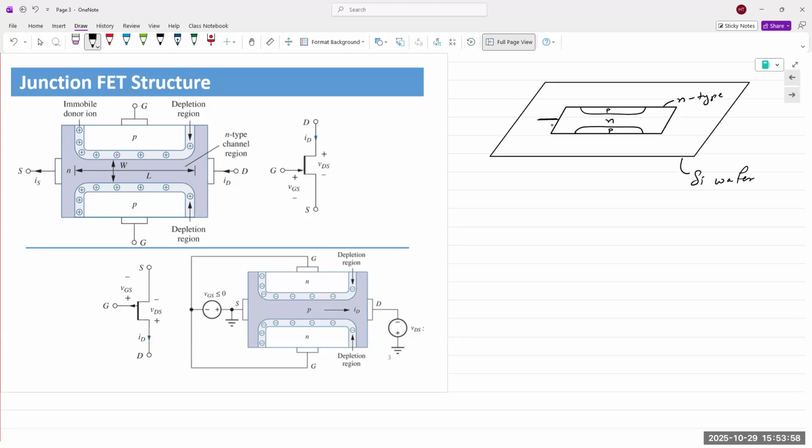One end of this device is known as the source. The other is known as the drain, D. Source, drain, and then we have a gate that controls the flow of carriers between the source and the drain.